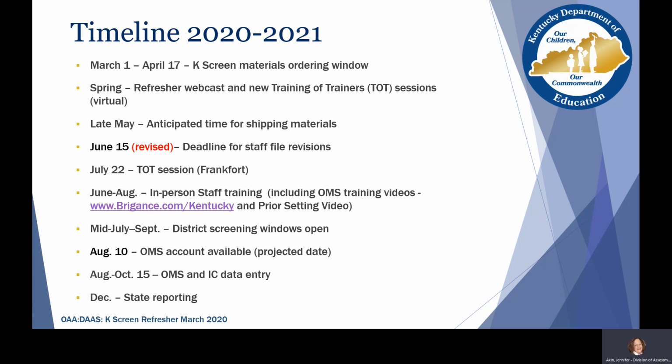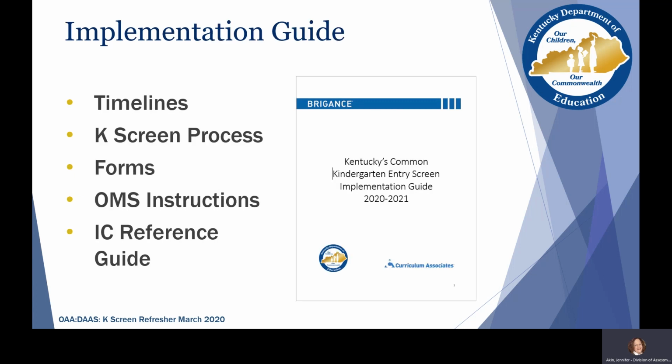However, that is not a set in stone date. We will give you that information through a K-Screen update once the OMS is live and ready for your use. Then in August through October 15th, of course, whenever that goes live, that will begin your time for entering those student screening data in the OMS. And of course, you want to make sure your prior settings are complete in IC. And then once the October 15th deadline rolls around, which is the absolute latest date you can enter information into the online management system, then in December, we begin reporting those results at the state level.